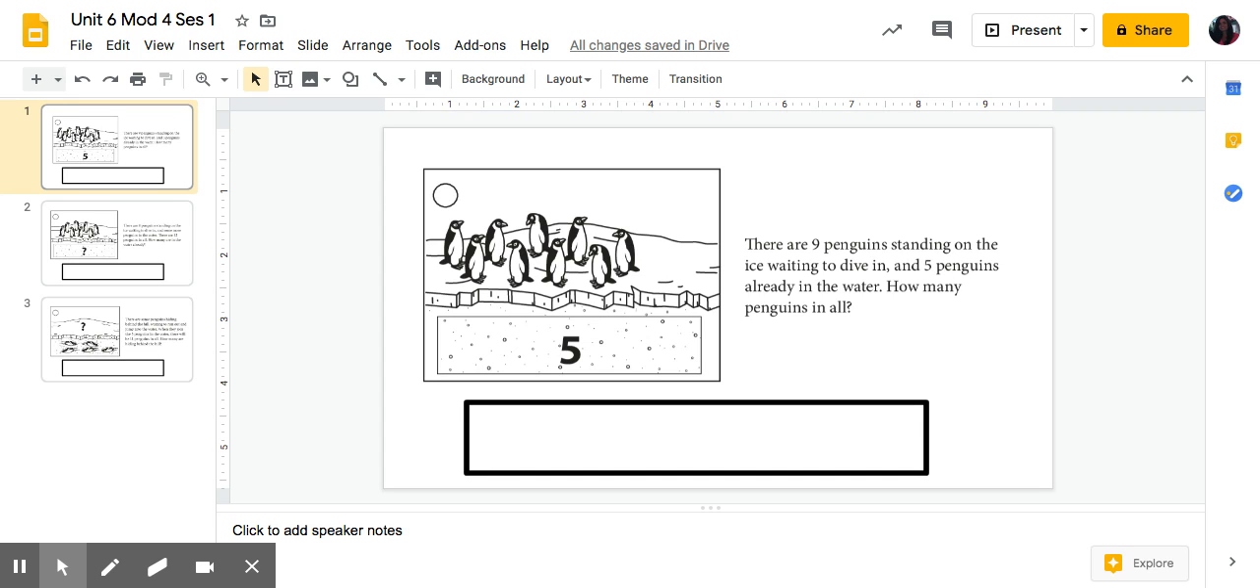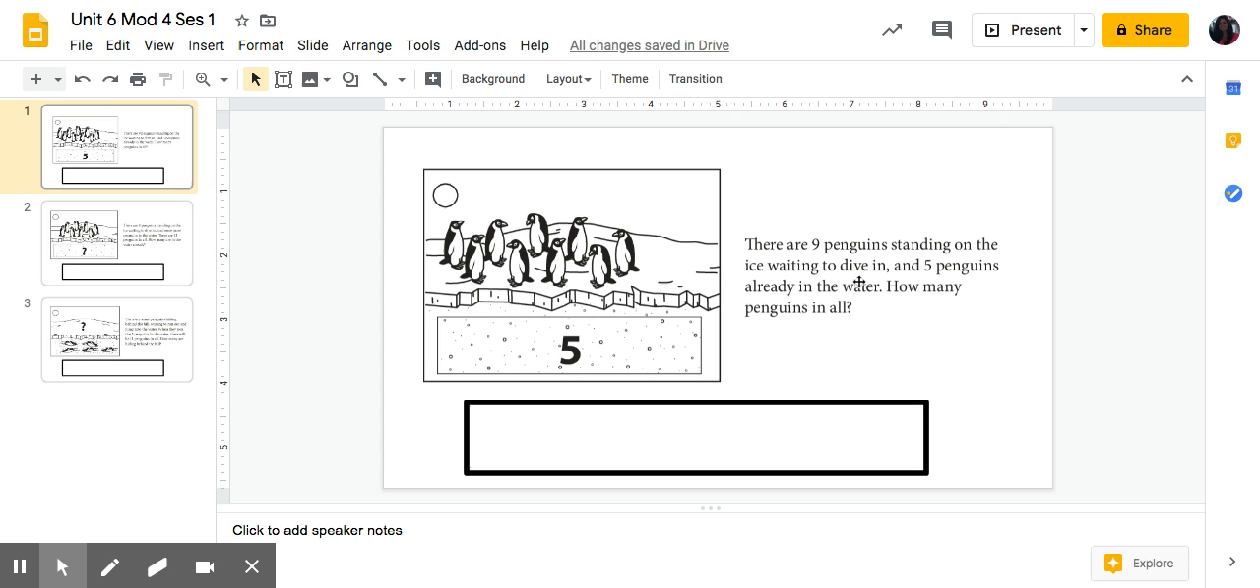Everyone, today we're going to continue to practice some story problems with penguins. All the story problems we're going to work with today are addition. Sometimes when we do addition story problems, we don't know what our whole number is, and sometimes we have a missing part. So you'll have to be careful when we solve the story problems to see if you're solving for the missing part or the whole.